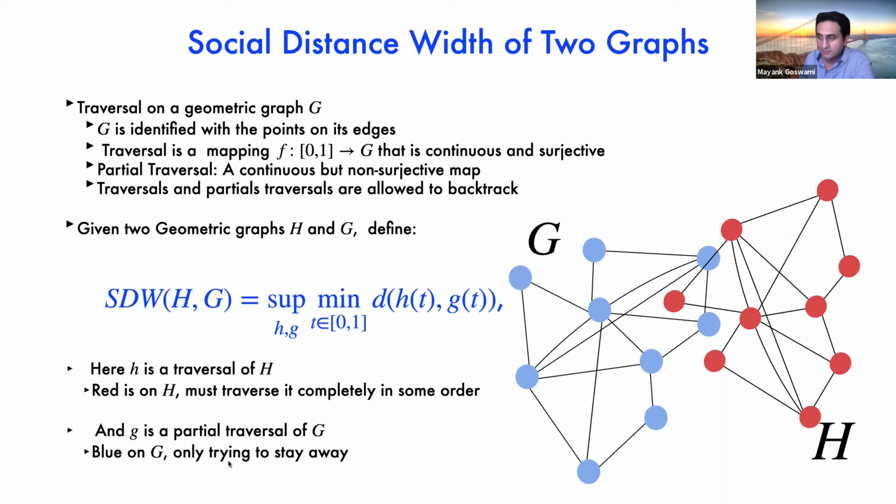So blue doesn't have to traverse all of G, which is why this function G is just required to be a partial traverse. And you can define other variants, but this is the one most closely related to the traversal distance in the paper I mentioned in the last slide. And one point to note is here the distance can again be either Euclidean or geodesic.